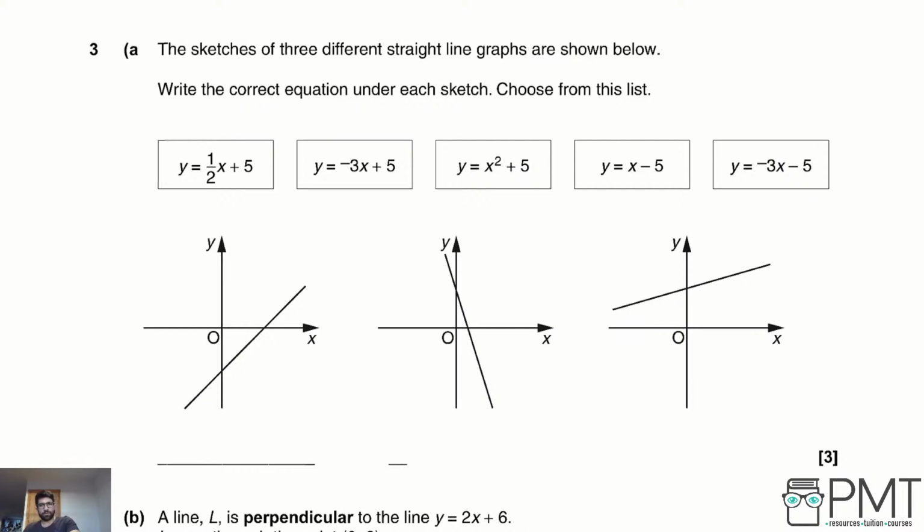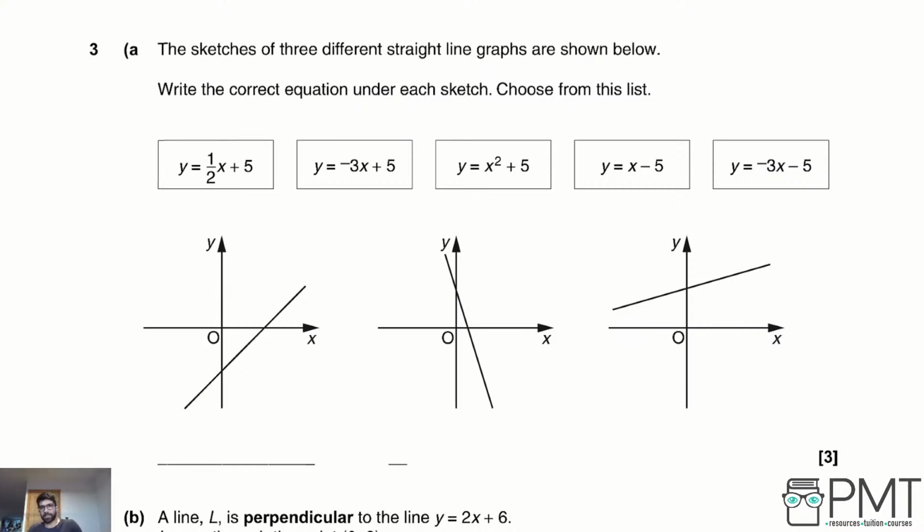Then we have got question number 3. Yep, we agree with you. Thank you, Mohammed. 6x minus 5 for the previous question. Question 3, we have got 3 sketches. We want to write down the correct equation under each sketch. We are given some options, so we don't need to do them from scratch.